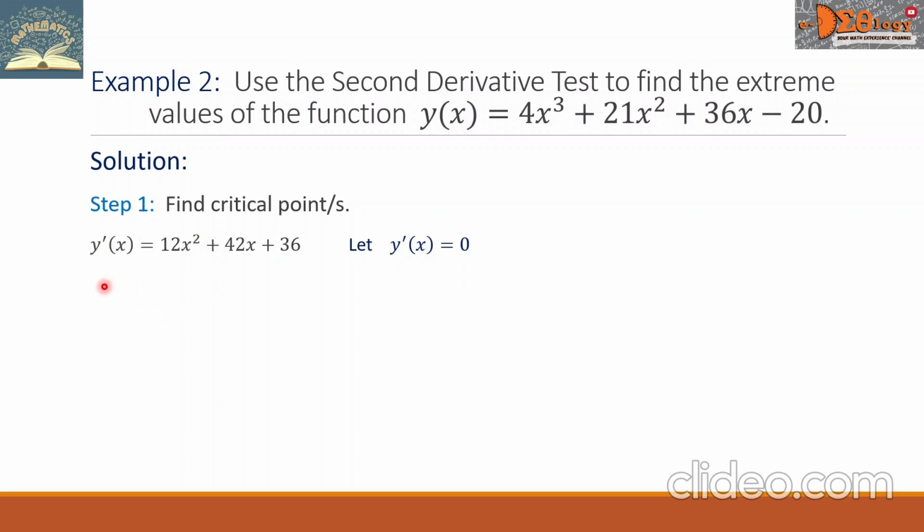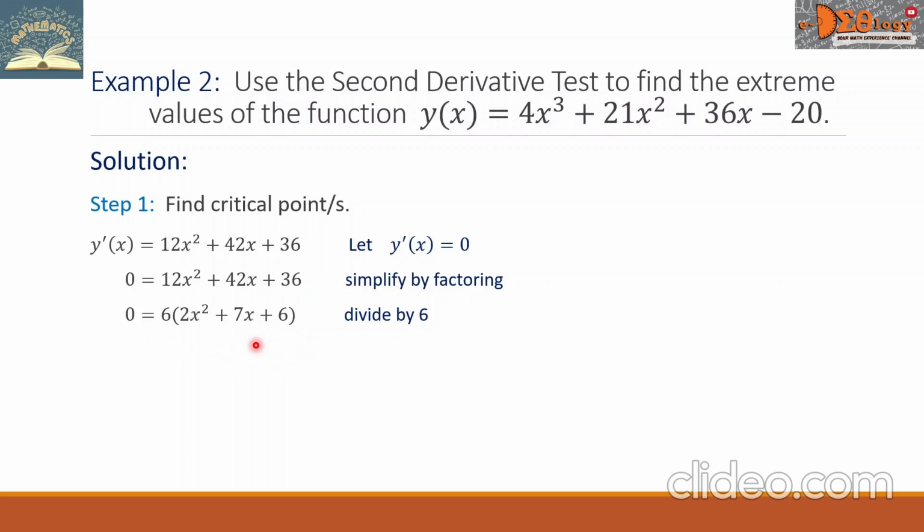For this equation, the left side becomes 0. And then let us simplify the right side. We can do factoring here. We can see that there is a common factor on the three terms of the right side, and that is positive 6. So this is 6 times the quantity 2x^2 + 7x + 6. We simplify further the equation by dividing this equation by 6.